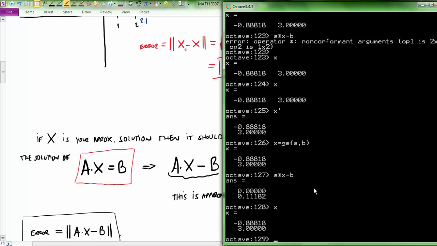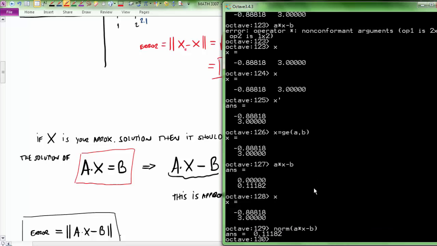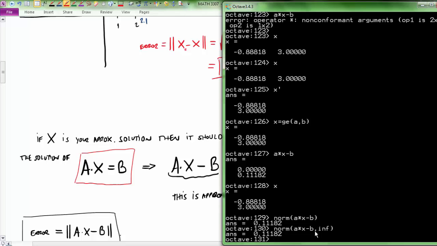So let's calculate the error. That's norm of A times x minus b, and that's the Euclidean norm. So it's 0.11182. If you want to use the infinity norm, it's the same thing in this case. That's because one of the entries is 0, so they will look like the same. So the error is not quite small. It's 0.11. Right? It's far away from 0.